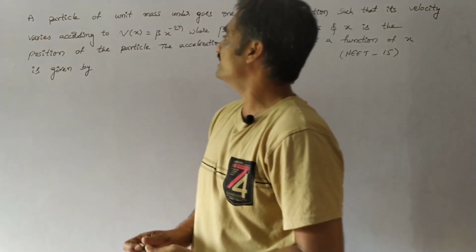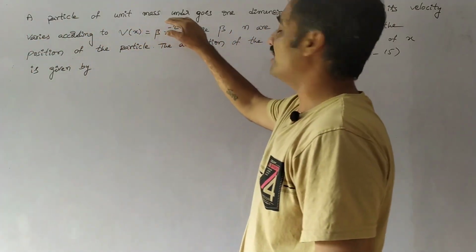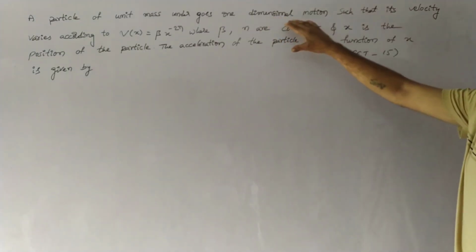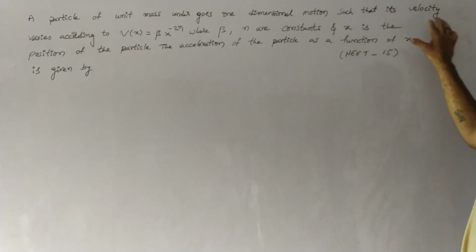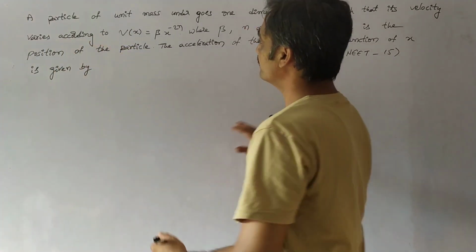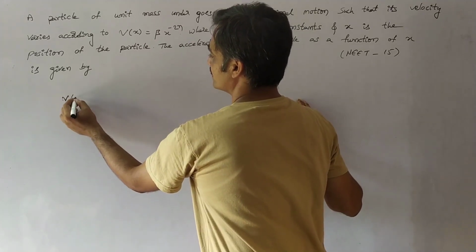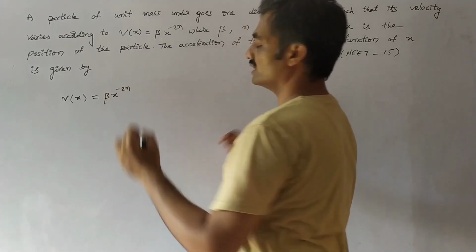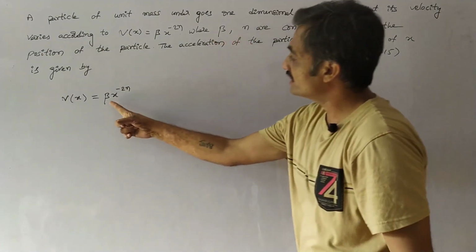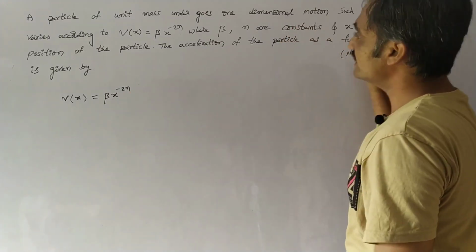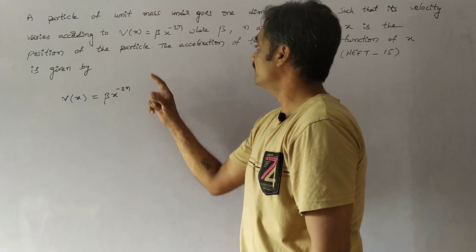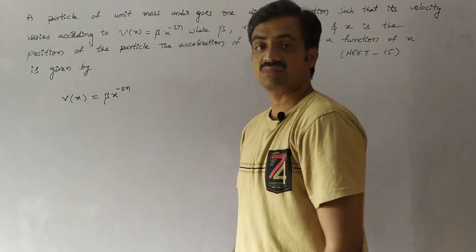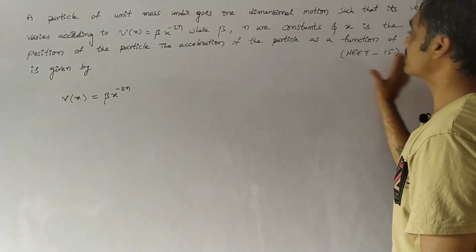So the next problem is a particle of unit mass. A particle of unit mass undergoes one-dimensional motion. Here the particle is moving along one dimension such that its velocity varies according to the equation v of x equals beta into x to the power of minus 2n, where beta and n are constants and x is the position of the particle. Now we have to find the acceleration of the particle as a function of x.